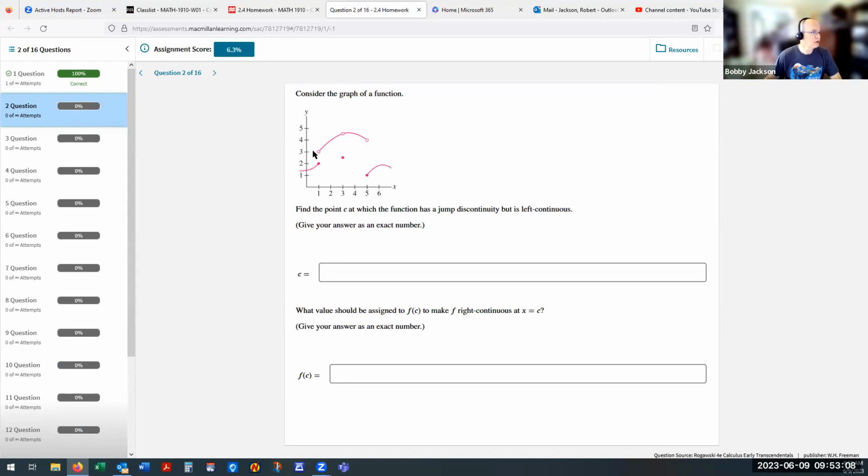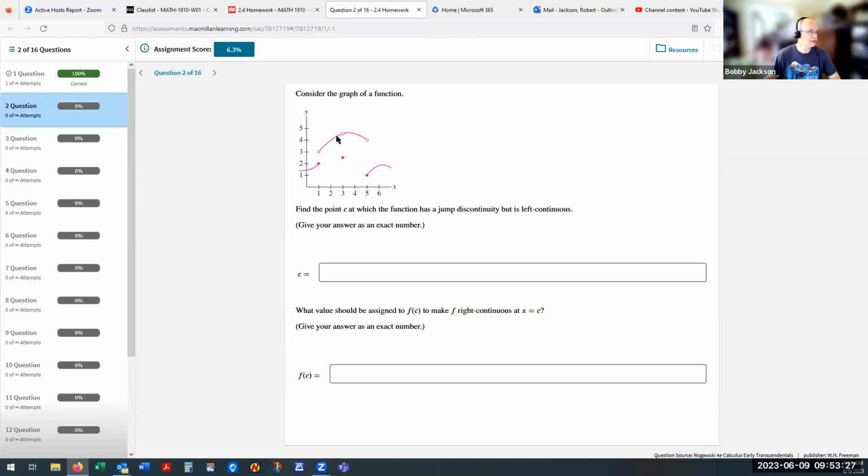Okay, so number 2, consider this graph of this function. You can see it a little bit better. Find the point c at which the function has a jump discontinuity but is left continuous. Okay, so a jump discontinuity is where we have a break in the graph. We have a jump discontinuity at 1, and we have a jump discontinuity at 5.